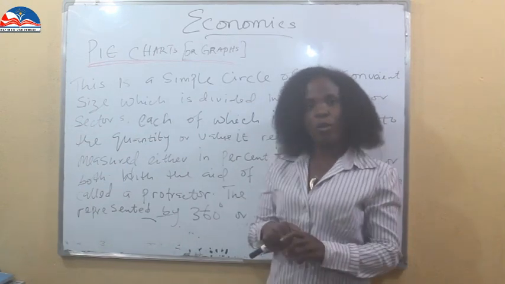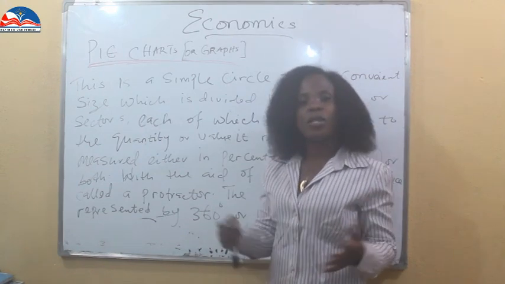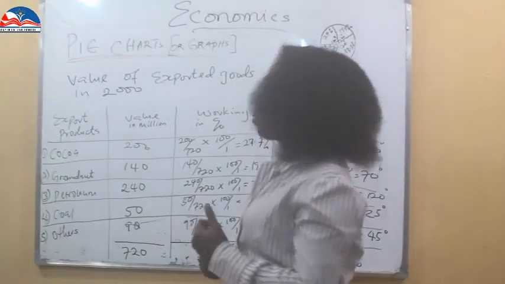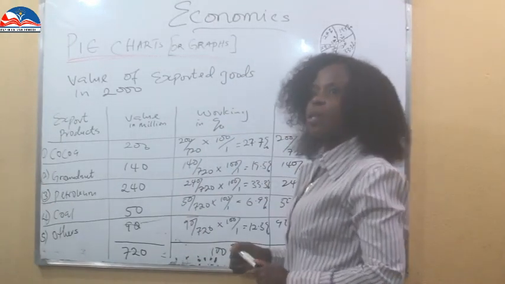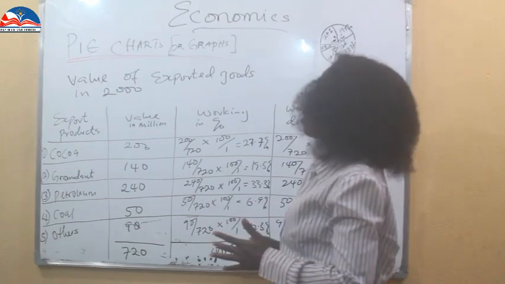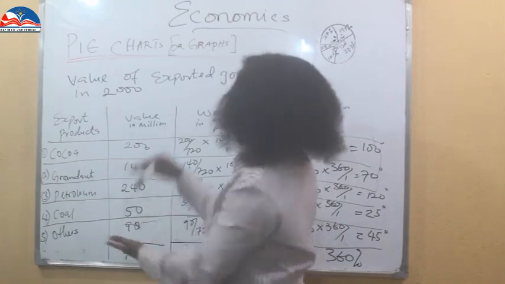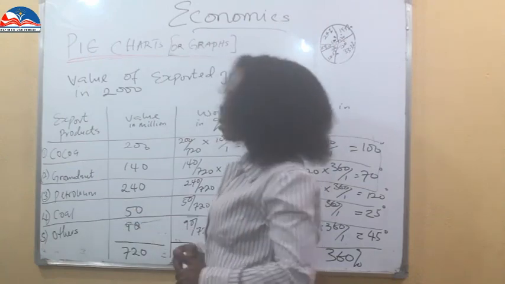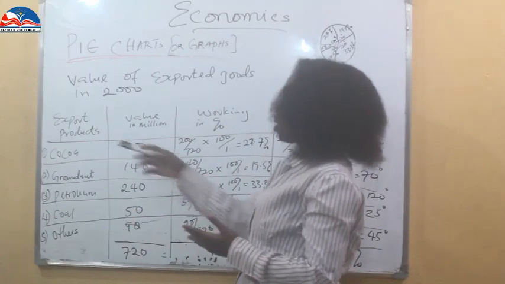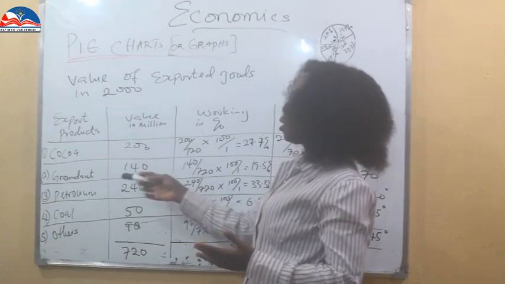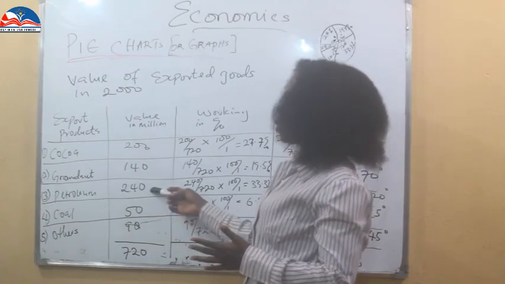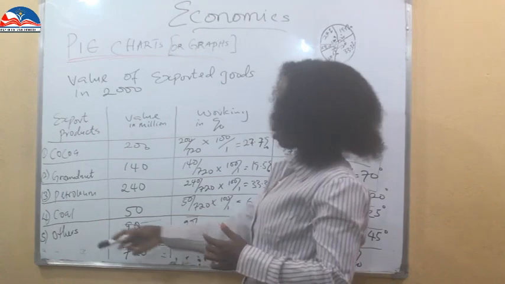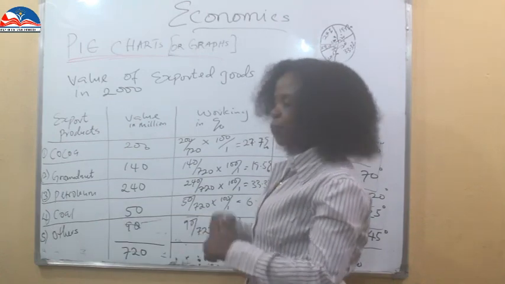I'm going to put the example on the whiteboard and we're going to solve it together to see what we're going to have. So let's look at the example. The value of exported goods in the year 2000. First, cocoa, granite, petroleum, coal, and other things. And the value in million is, for cocoa they exported 200 million, granite 140 million, petroleum 240 million barrels, for coal 50 tons, and others 90 million.